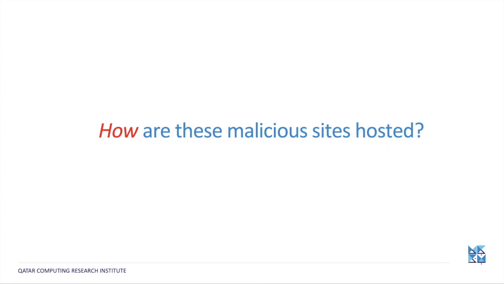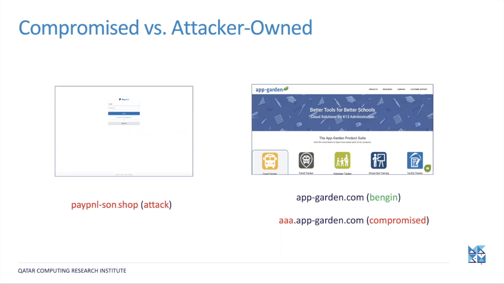It is not apparent from these malicious websites whether they are compromised or attacker-owned, or in other words, how they are hosted. A malicious domain could be either compromised or attack-owned. The figure on the left shows an attack-owned site, where the attacker goes to a registrar and creates his or her own website to launch an attack, in this case to impersonate PayPal. The figure on the right, on the other hand, is a benign website compromised by an attacker, who in this case created a subdomain to launch an attack.